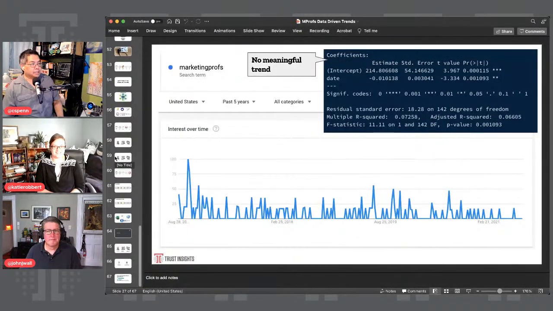So in this example, there really isn't a meaningful trend, and there's some mathematics on screen. Maybe in another show we can actually talk through the specific mathematics, the statistical testing, but not for this show. But essentially, you're saying there is no trend here that you can use to forecast this term, and because there's no trend, you can't use it for forecasting.